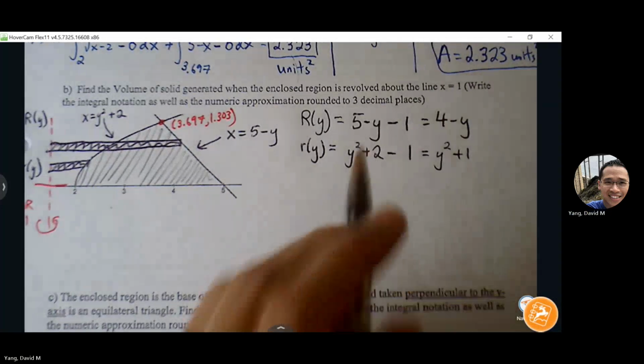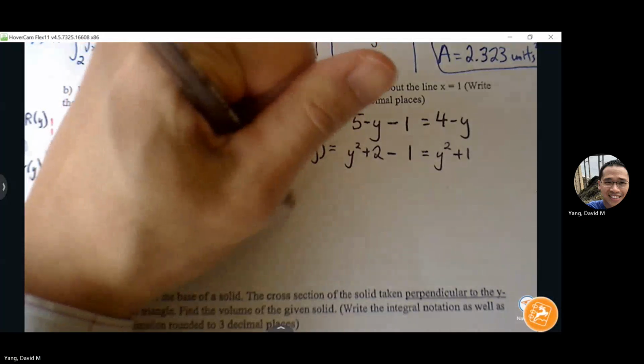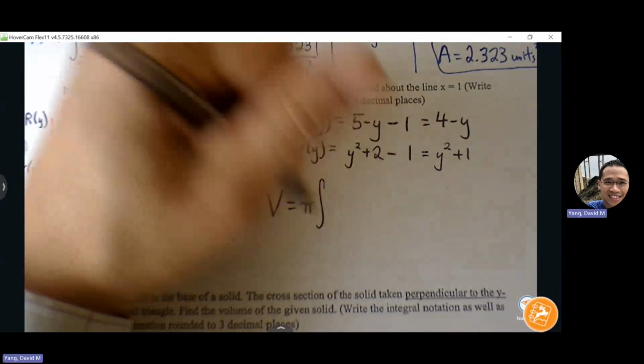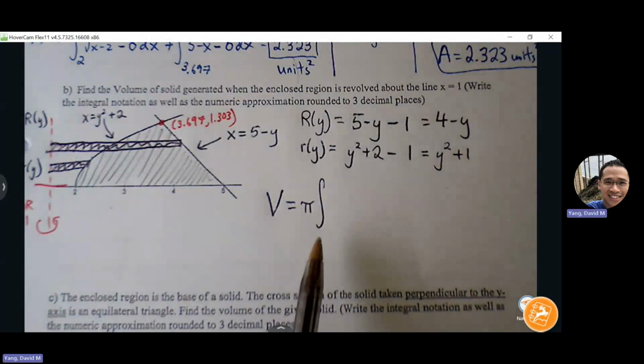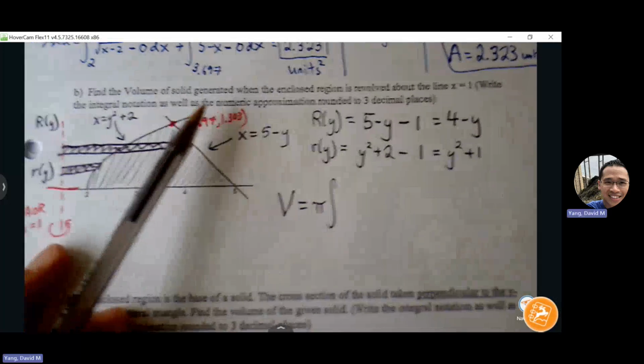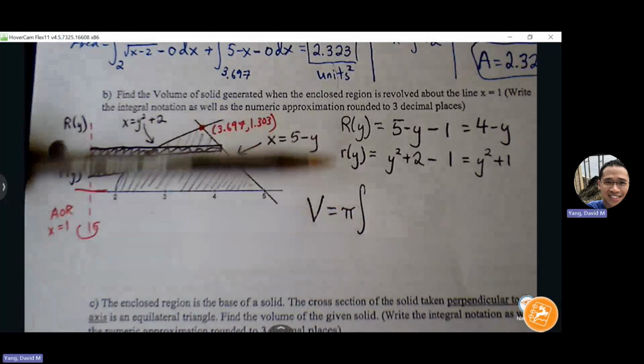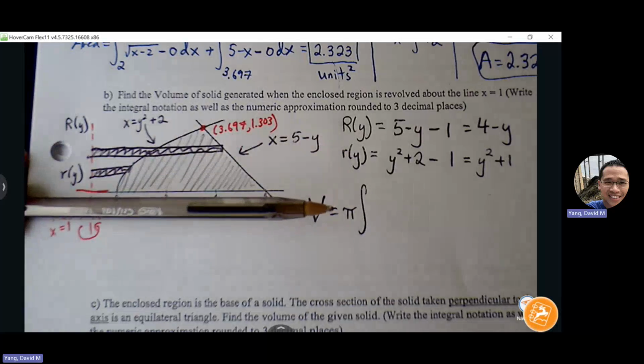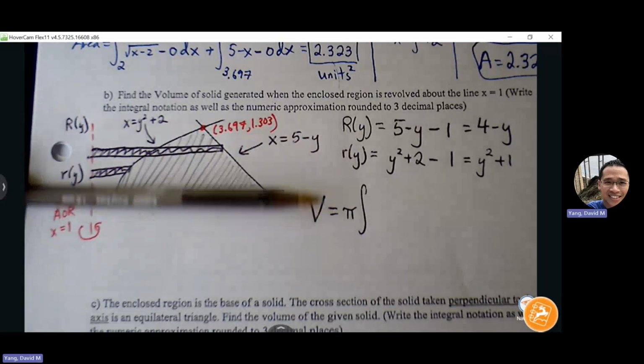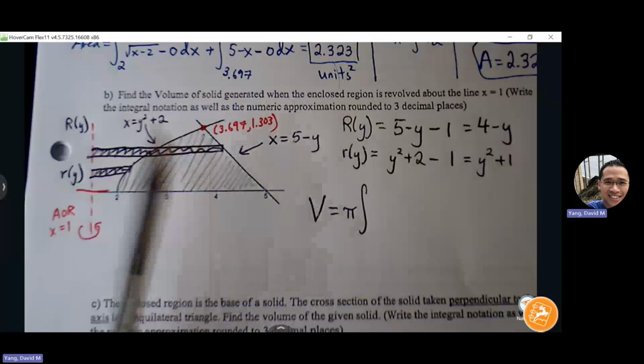Washer method. V equals pi in front. What are our bounds going to be? 0 to 1.303, right? We're stacking the circular rings from down here all the way up here. Right? It's rotating all the way around.